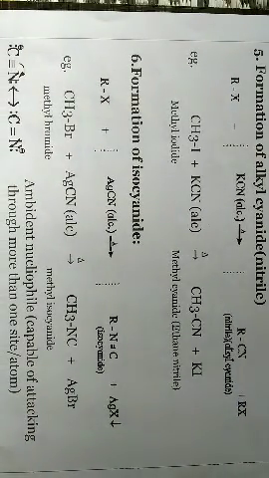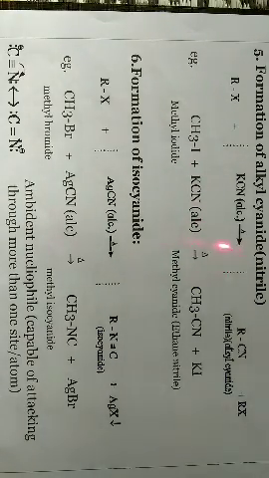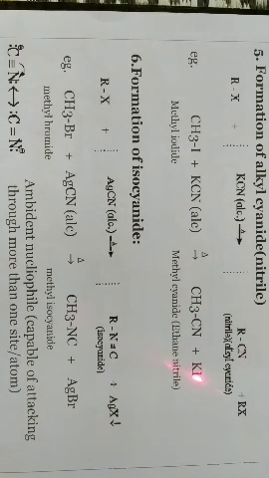Then next is the formation of alkyl cyanide. Cyanides are also known as nitriles. RX plus alcoholic KCN gives RCN plus KX. Suppose one example: CH3I plus alcoholic KCN gives CH3CN plus KI. Formation of isocyanides: RX plus AgCN gives RNC plus AgX. Example is CH3Br plus AgCN, that gives CH3NC plus AgBr.